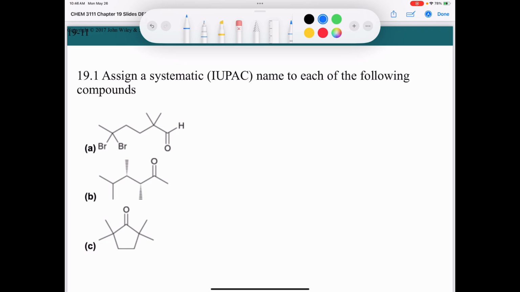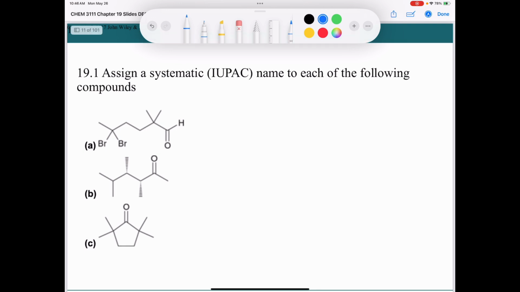So let's see if we can come up with some systematic names for these compounds. The first one's an aldehyde. We have 1, 2, 3, 4, 5, 6. So this is some kind of hexanal. We have a 2,2-dimethyl. We have a 5,5-dibromo. Bromo is going to come first because B comes before M in the alphabet. So this will be 5,5-dibromo-2,2-dimethylhexanal, like that. So 5,5-dibromo-2,2-dimethylhexanal.